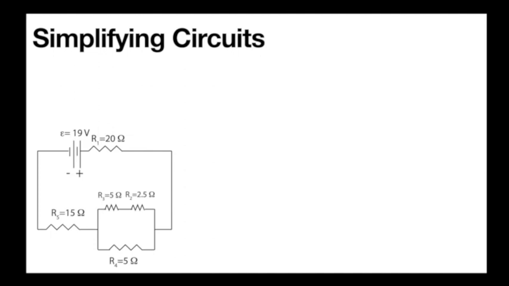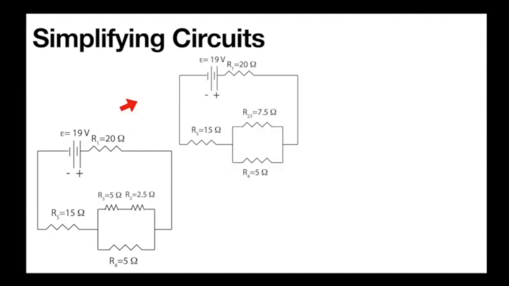Right? These 2 going from R2 to R3, there's no other place to go, and so all the current that goes through R2 has to go through R3. So I'm going to start by combining those 2 in series to get R23, and to do that, we just add their resistances together. And so we get 7.5 ohms from the sum of 5 and 2.5.